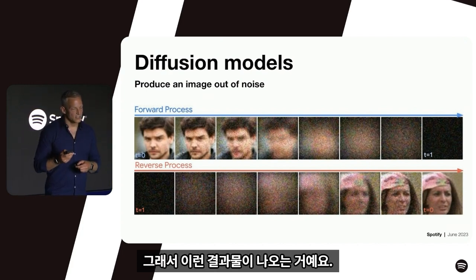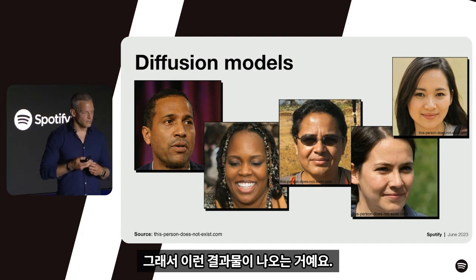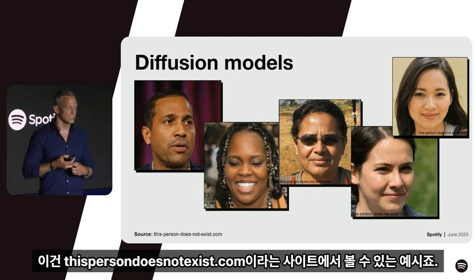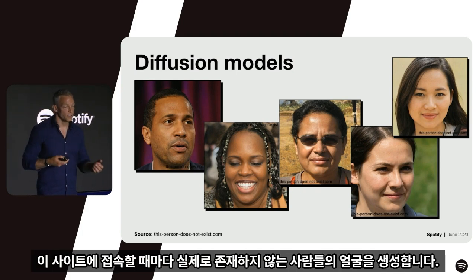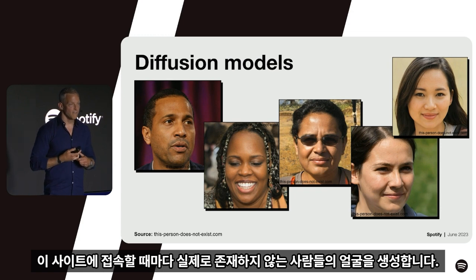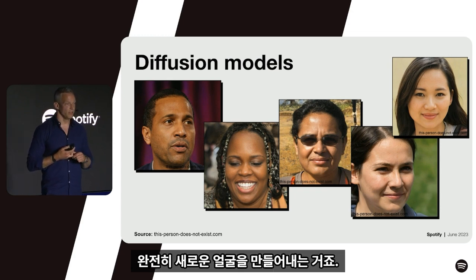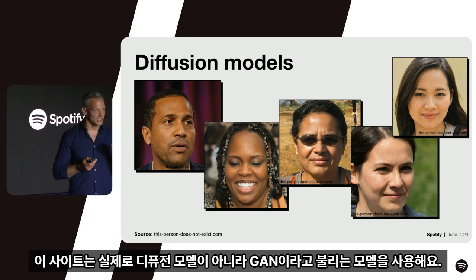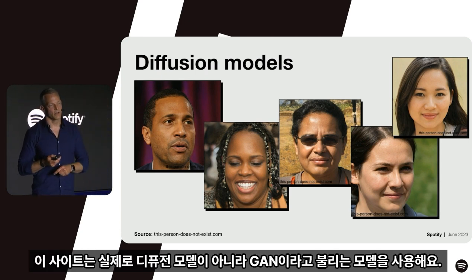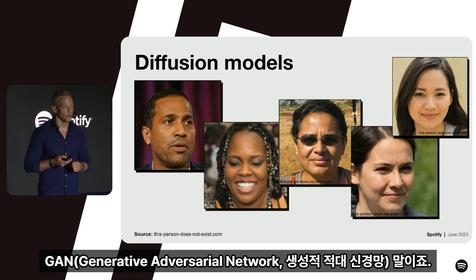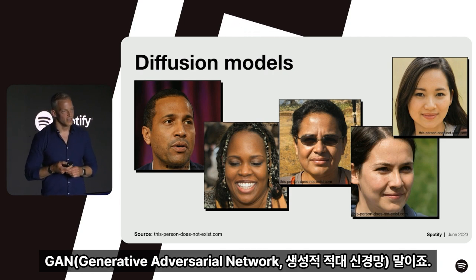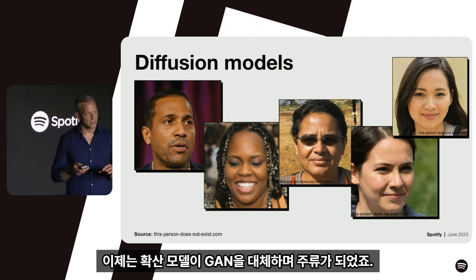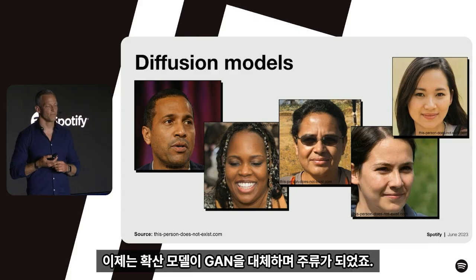And so this is how you get to something like this. This is a site called thispersondoesnotexist.com. Every time you go in there, it literally generates very believable faces of people that never existed. Now, for those of you who know more about this, this particular site actually doesn't use a diffusion model. It uses something called a GAN, a Generative Adversarial Network, that came before. But the idea is the same. Diffusion models have sort of taken over from GANs.